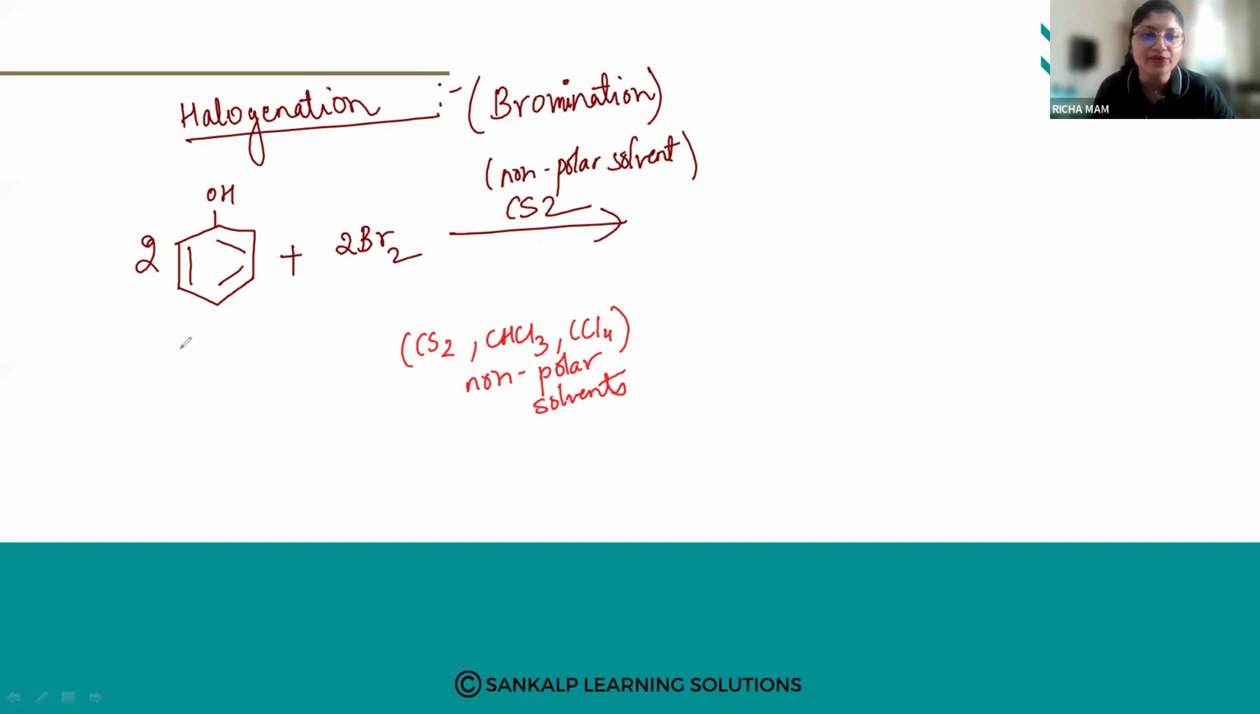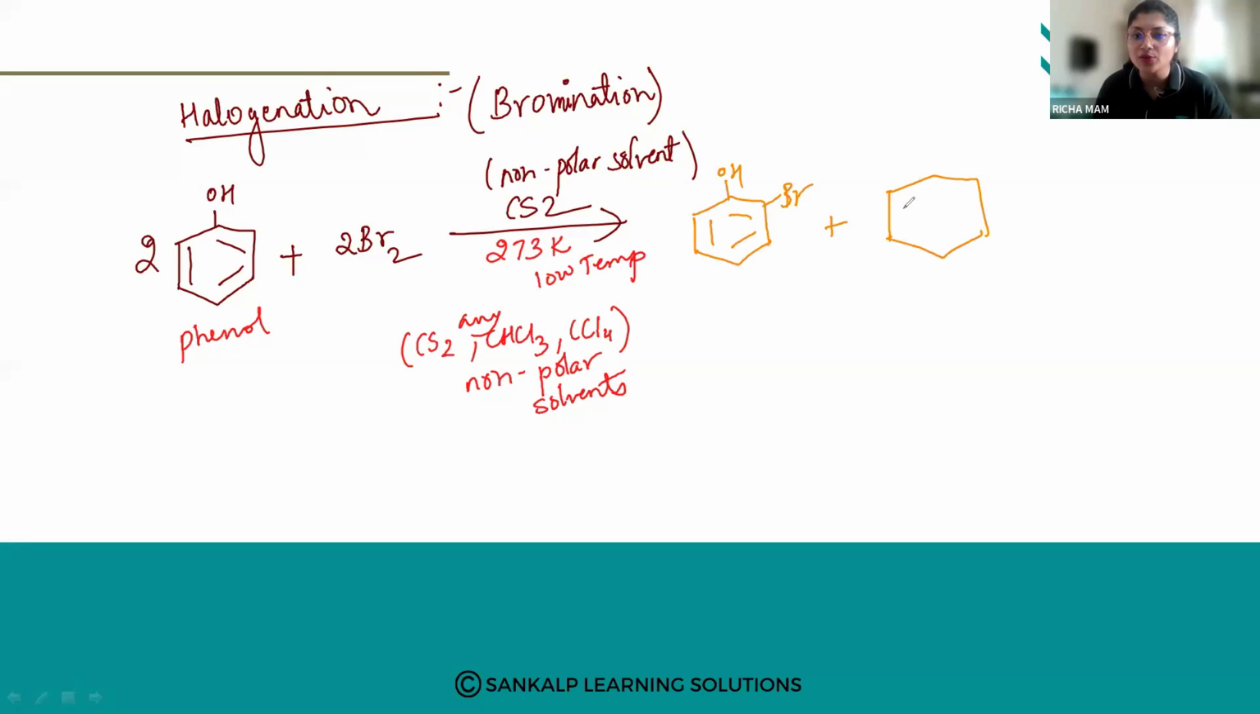So we take phenol and react it with Br2 in the presence of any non-polar solvent, at a very low temperature, 273 Kelvin. What will you get? You will get a mixture of orthobromophenol and parabromophenol.